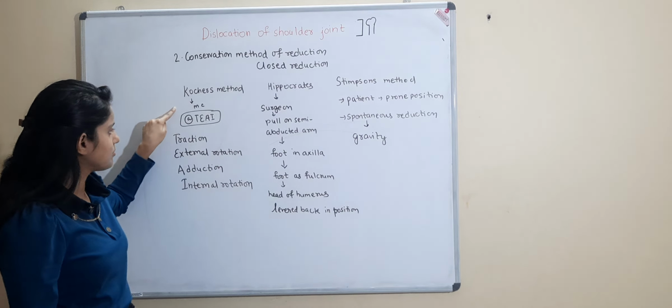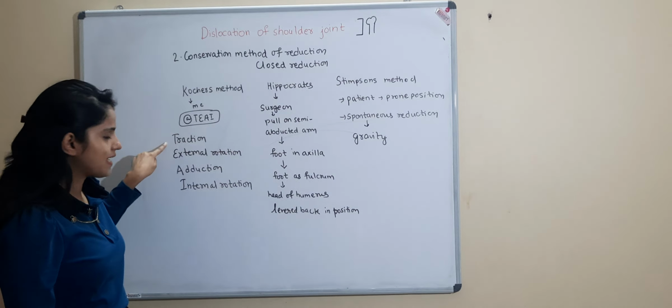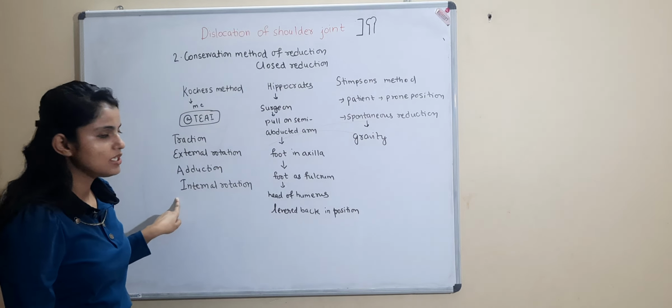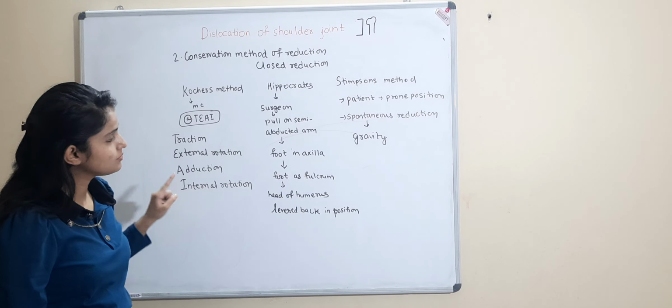Kocher's method is the most common. In this, first longitudinal traction is applied, then external rotation, then adduction, then internal rotation to lever back the humeral head into its position.